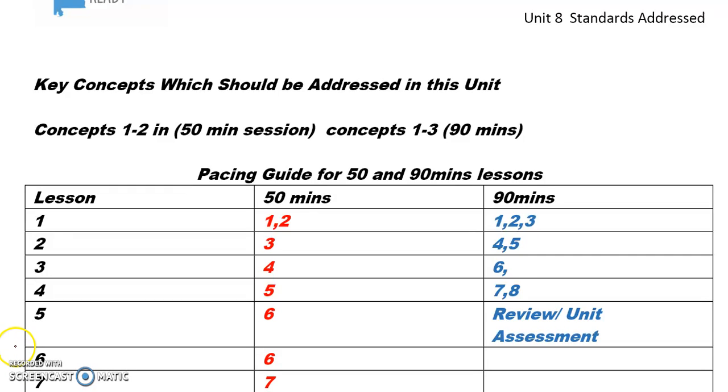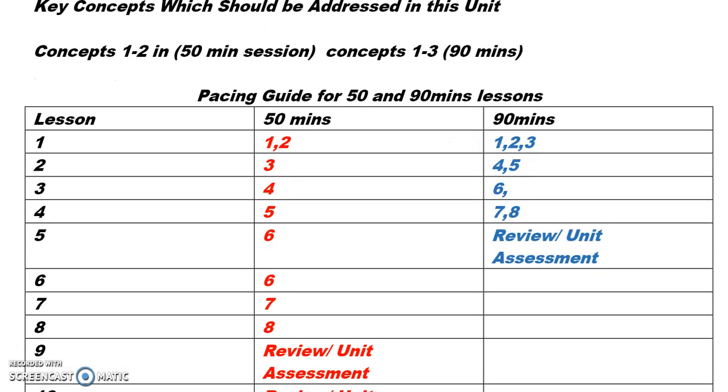If you look at this document, you will see after the main standards, you've got this pacing guide. The pacing guide will show you approximately the time frame for each type of lesson. If you've got a 50-minute lesson or a 90-minute lesson, there will be a review included and unit assessment. So the review is basically a teacher and student document where the students can review the concepts they have learned during this unit.